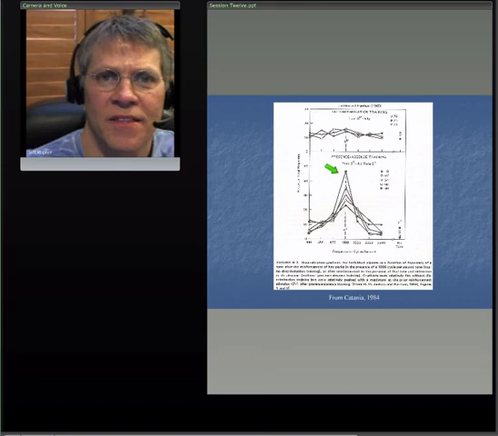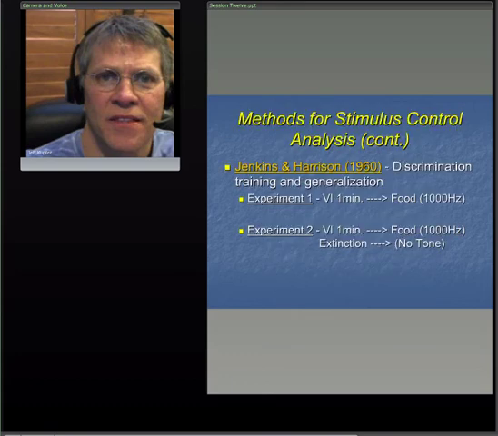Hey, I think we're at the end of this section, aren't we? Very good. Again, this slide just goes over experiment 1 and 2. Experiment 1 showed you the upper graph there, where there was a generalization gradient. The lower graph here showed you what happens when you have stimulus control.